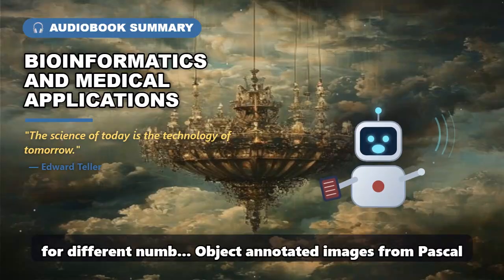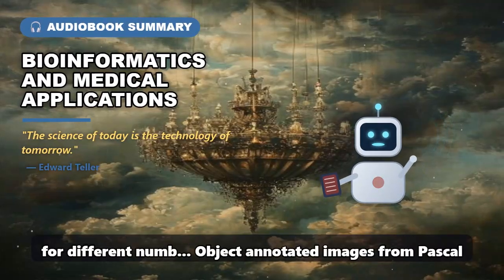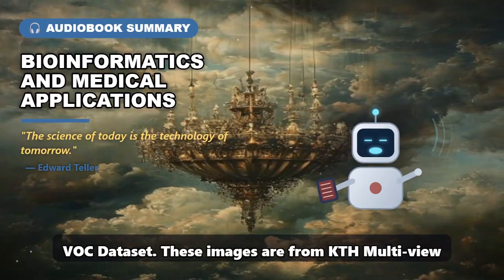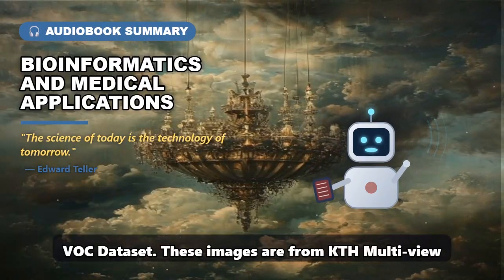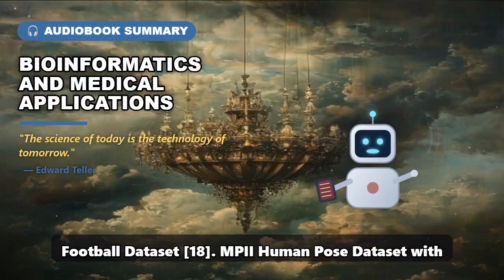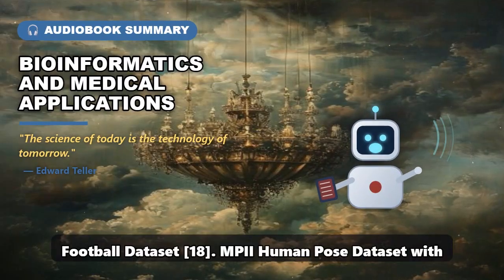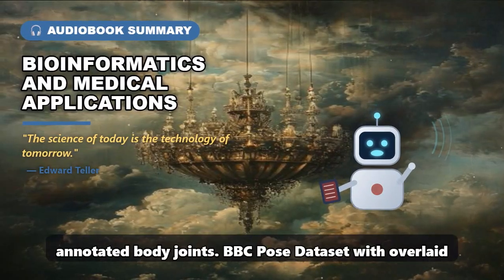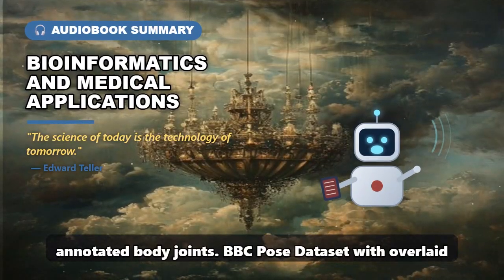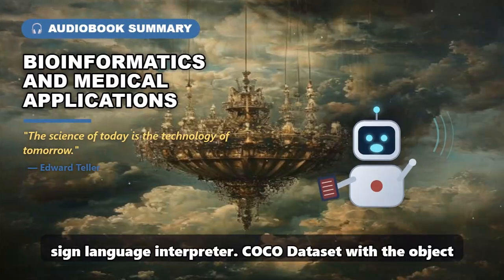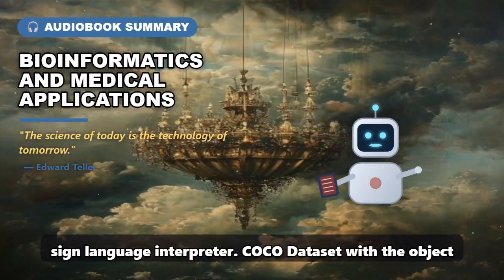Object annotated images from Pascal VOC dataset. These images are from KTH Multiview Football Dataset. MPII Human Pose Dataset with annotated body joints. BBC Pose Dataset with overlaid sign language interpreter. COCO Dataset with the object classes.